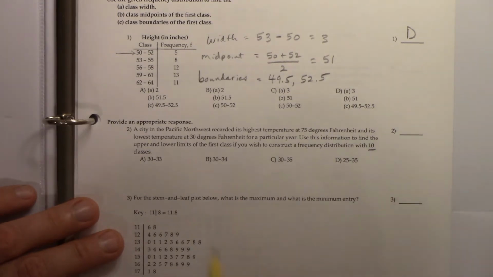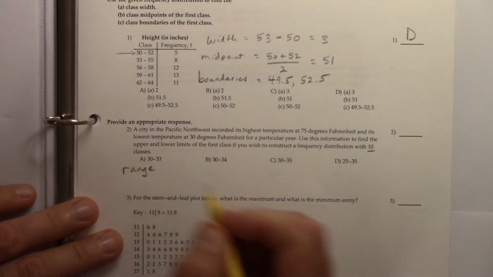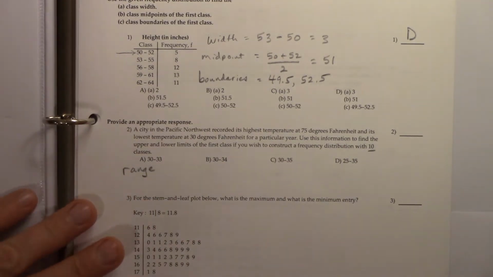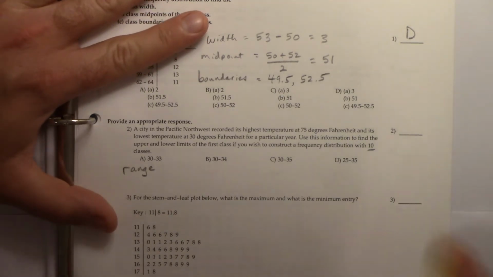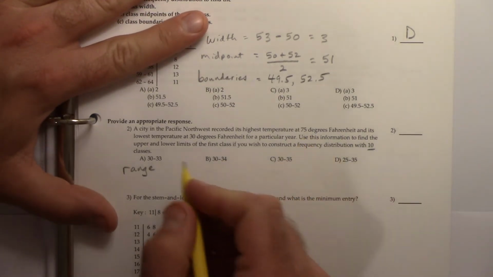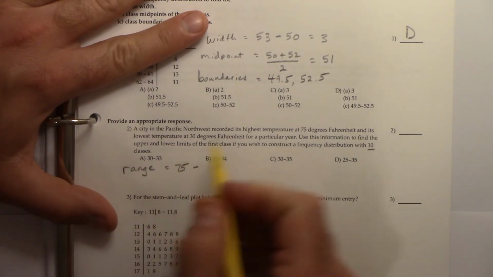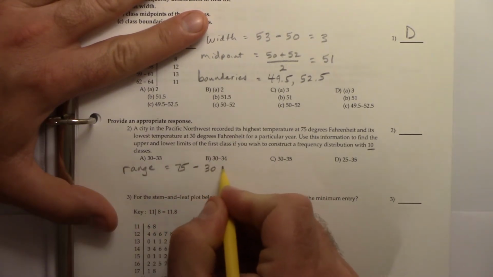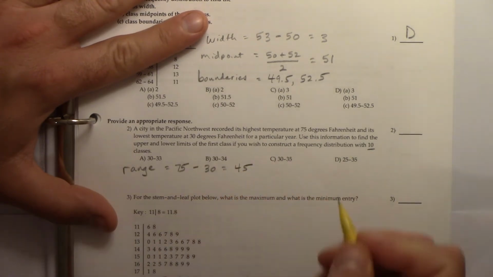So the very first thing we need to do here is calculate the range. The range is just the difference or the span from the minimum to maximum entries. Now they tell us here that the highest temperature is 75 degrees and the lowest temperature is at 30 degrees. Of course, when I subtract those, notice I get a range of 45.